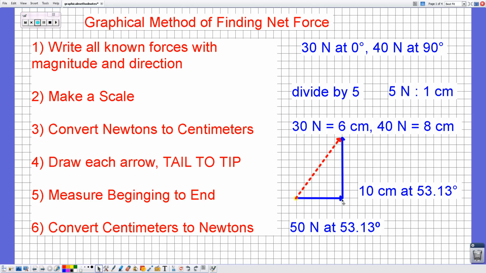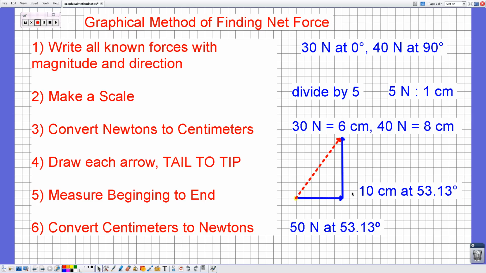Now, starting from the tip, I'm going to put the tail of the next arrow, and I'm going to go 8 centimeters at 90 degrees. 90 degrees is straight up. So I'm going to do 1, 2, 3, 4, 5, 6, 7, 8. Step 5. Measure the beginning to the end. So the beginning all the way to the end, shown by my dotted line arrow.